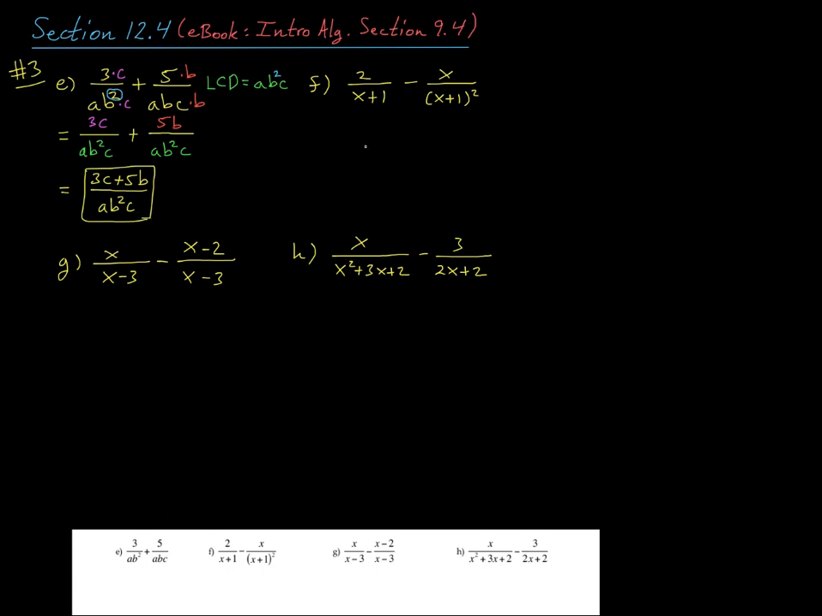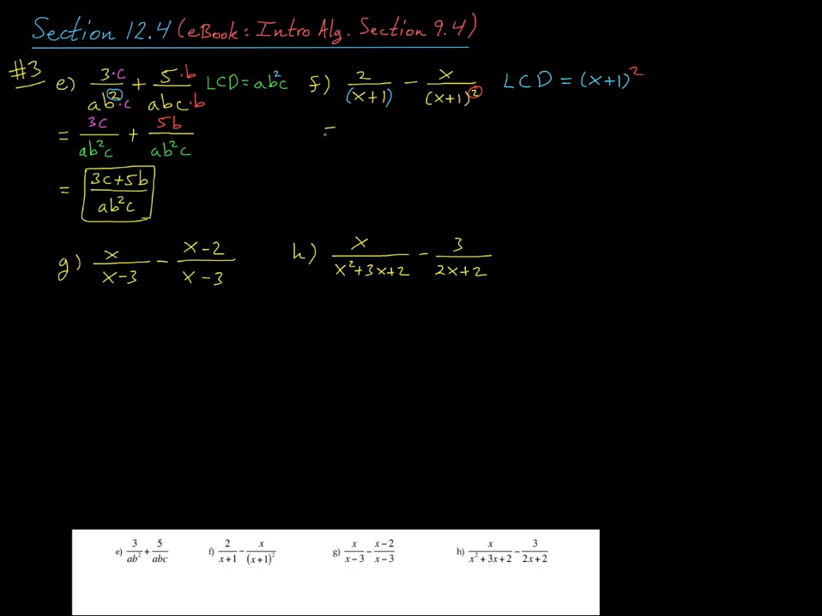For part F, I have 2 over x plus 1 minus x over x plus 1 squared. And so again, these are not the same denominator, so we'll go ahead and find the LCD first. And so my factors here are, well, x plus 1. And then for the exponent, since x plus 1 shows up as a square in the second denominator, I need an x plus 1 squared for the LCD.